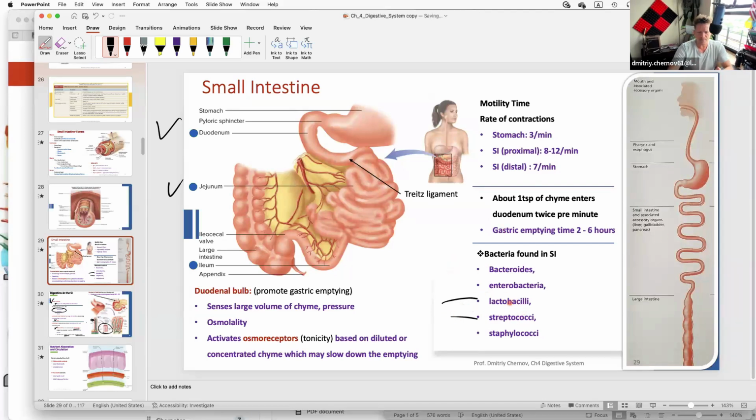Bacteria is not important, but lactobacillus and streptococcus are there everywhere. The duodenal bulb sends a large volume of chyme. Pressure can lead to increase of transit time, osmolality, pulling water. If you pull too much water, bloated.